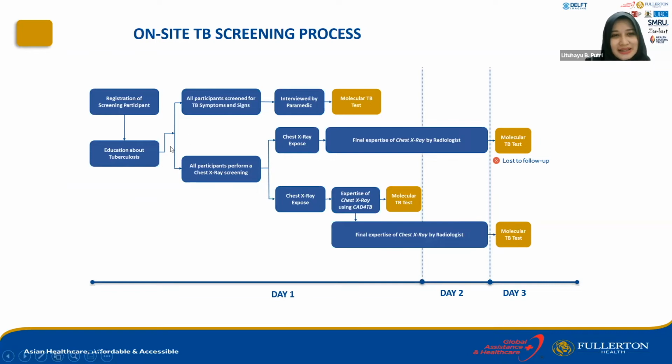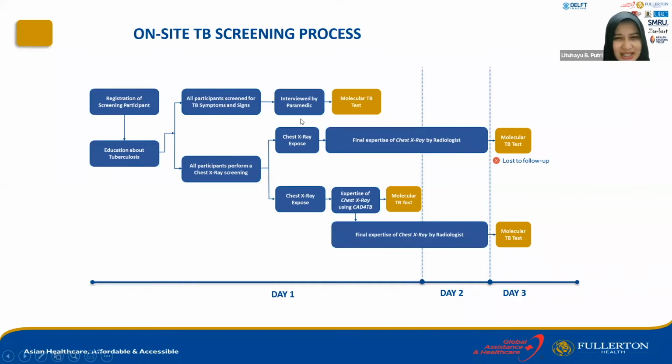After that, there are two different activities that should be undergone by the participant: the symptom screening and also the chest X-ray. Everyone gets the symptom screening, and then they continue with the chest X-ray screening. Those who are suspected from the symptom screening, which is an interview by a paramedic, could go directly to the molecular TB test. In this case, we usually use the GeneXpert.